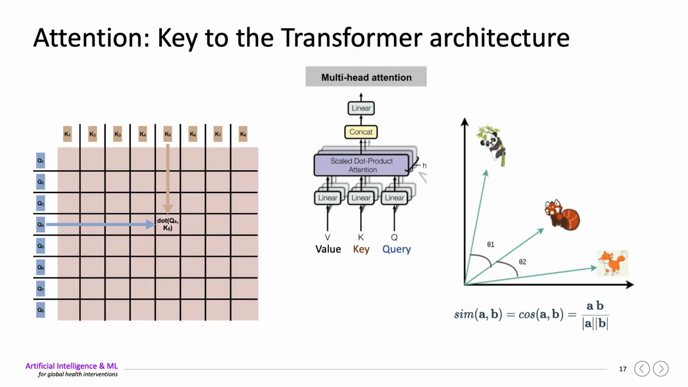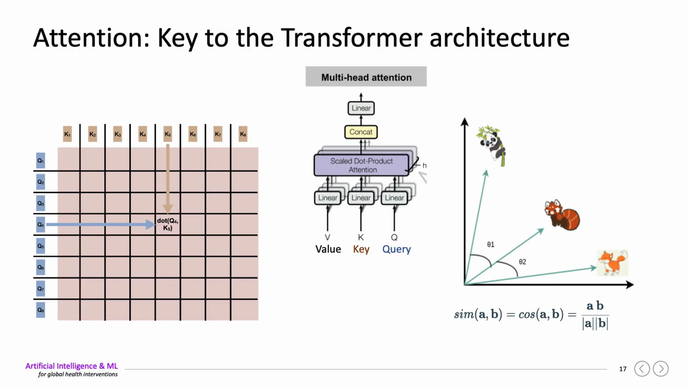This slide builds intuition for why dot products measure relevance from a query key value perspective. It shows 3 vectors in a 2-dimensional space pointing toward a panda, a red panda, and a fox, with angles θ1 and θ2 between them. The equation at the bottom defines similarity of 2 vectors, A and B, as their cosine similarity, the dot product of A and B divided by the product of their magnitudes.